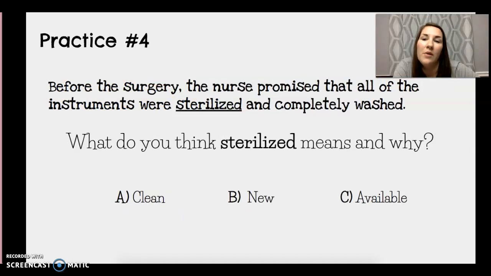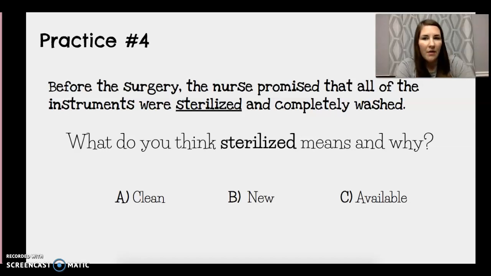Moving on, we have number 4. Before the surgery, the nurse promised that all of the instruments were sterilized and completely washed. So again, pause, think about which one you would think sterilized means and why. Clean, new, or available.